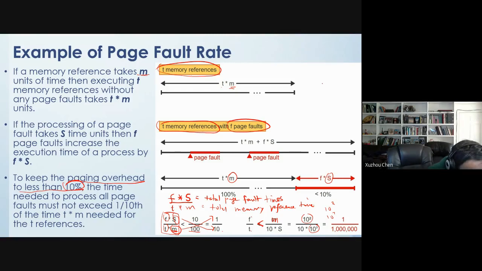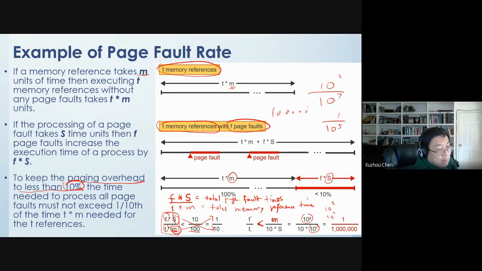Wow. 10 squared versus 10 to the 7th. That's almost a factor of 10 to the 5. What is that? So that means the memory reference time is 100,000 times faster than the page fault. Okay. So that's a lot.